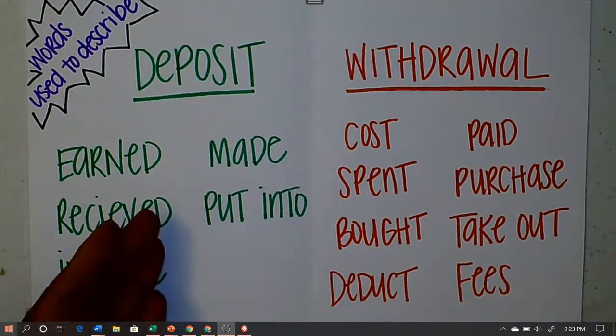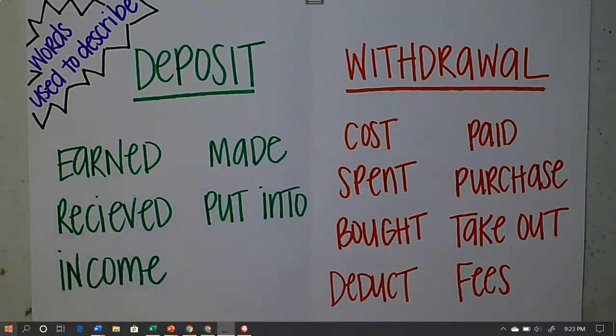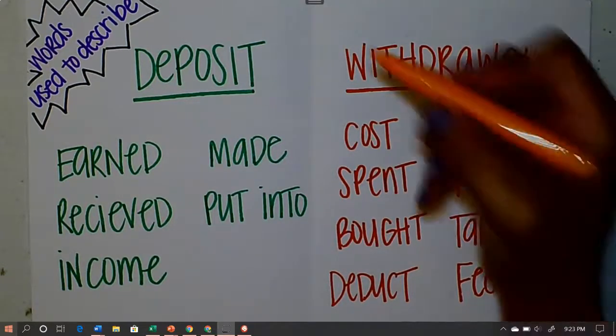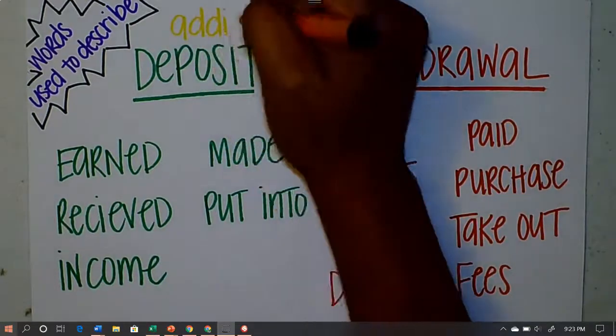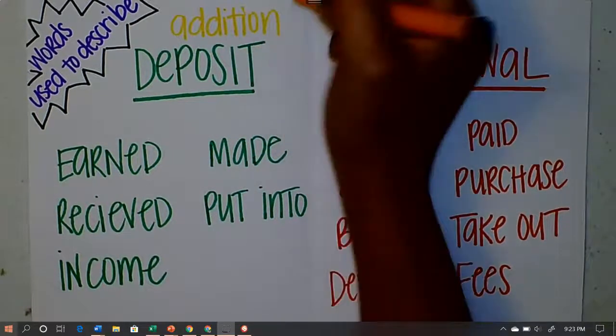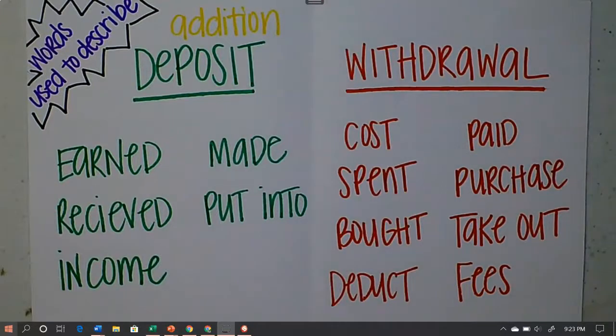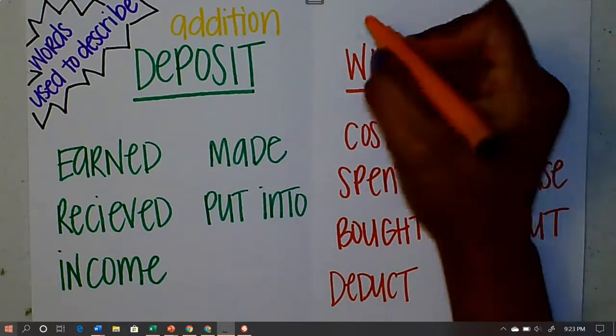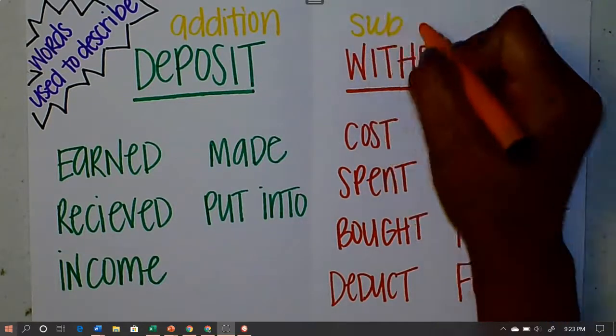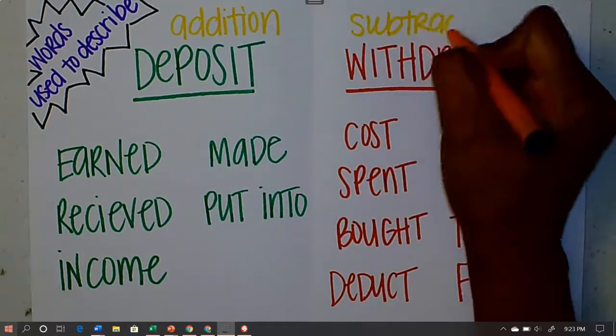Now, obviously, if deposit is earned, you're earning money. Hopefully, we know that this is going to be associated with addition. Okay, so this is money that gets put into your account. Okay, it's added to your account. Withdrawal, it's a little different. Again, when you purchase something or when you spent money, okay, that's being taken out of your account. And so then we would use the operation subtraction.